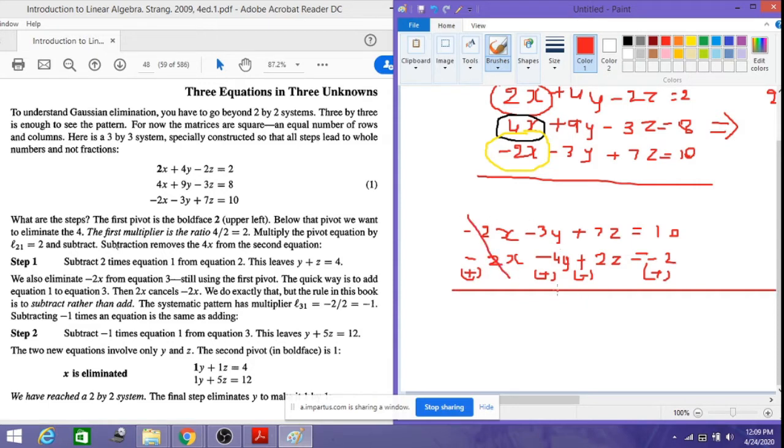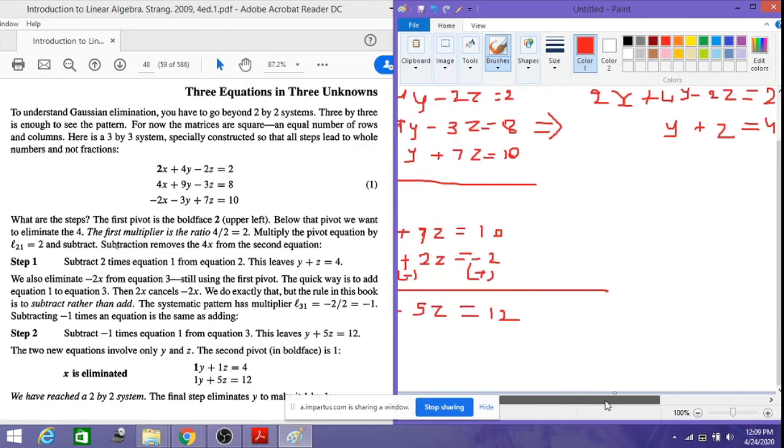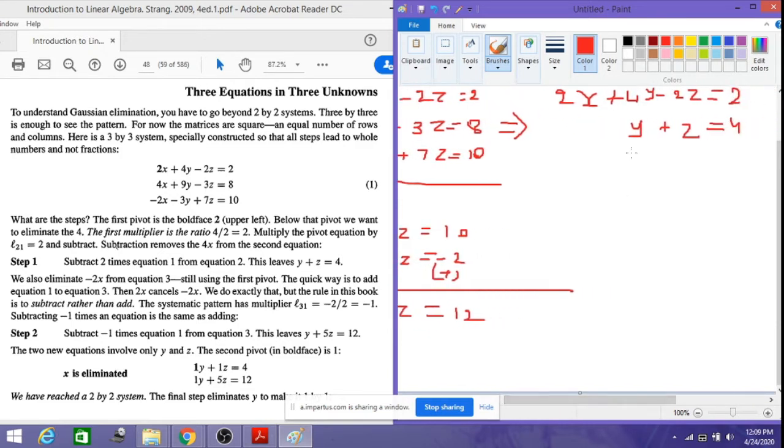Now what happens, this x and x cancels. Now here I get y, and here this is 7. So 7 minus 2 I'll get here plus 5z. So plus 5z equal to, now here 10 minus 10 plus 2 I'll get 12. So I got the next equation here as y plus 5z equal to 12.